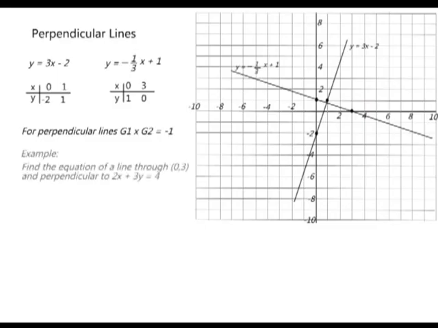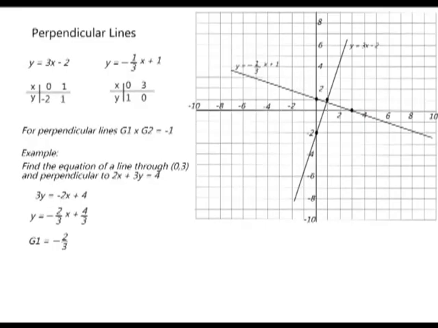For example, find the equation of a line through (0, 3) and is perpendicular to another line with the equation 2x plus 3y is equal to 4. The solution: first, we write the equation of line 1 in the form of y is equal to mx plus c. 2x plus 3y is equal to 4. 3y is equal to minus 2x plus 4. We divide both sides by 3. And so gradient 1 is equal to minus 2 over 3.